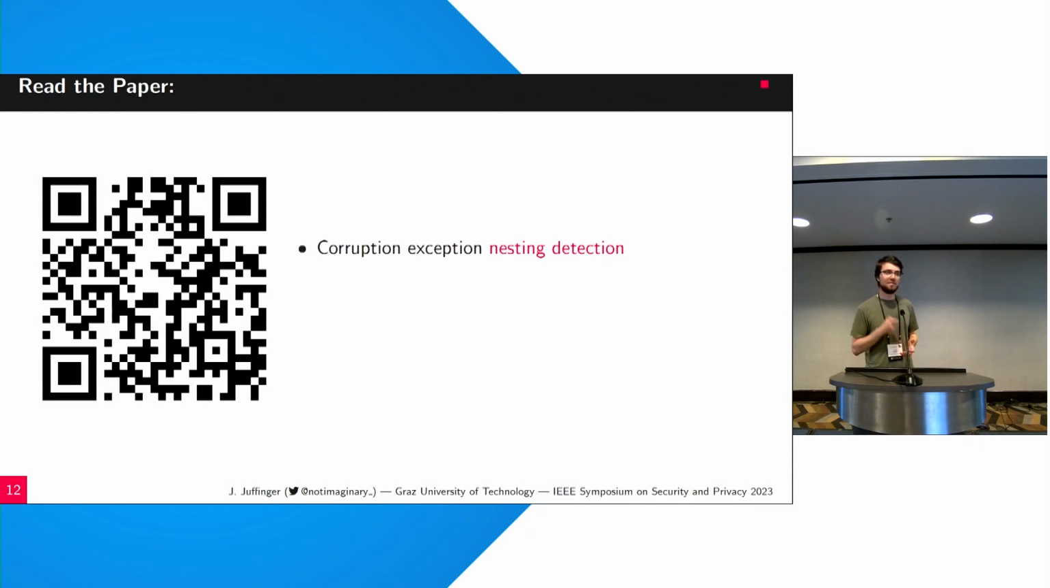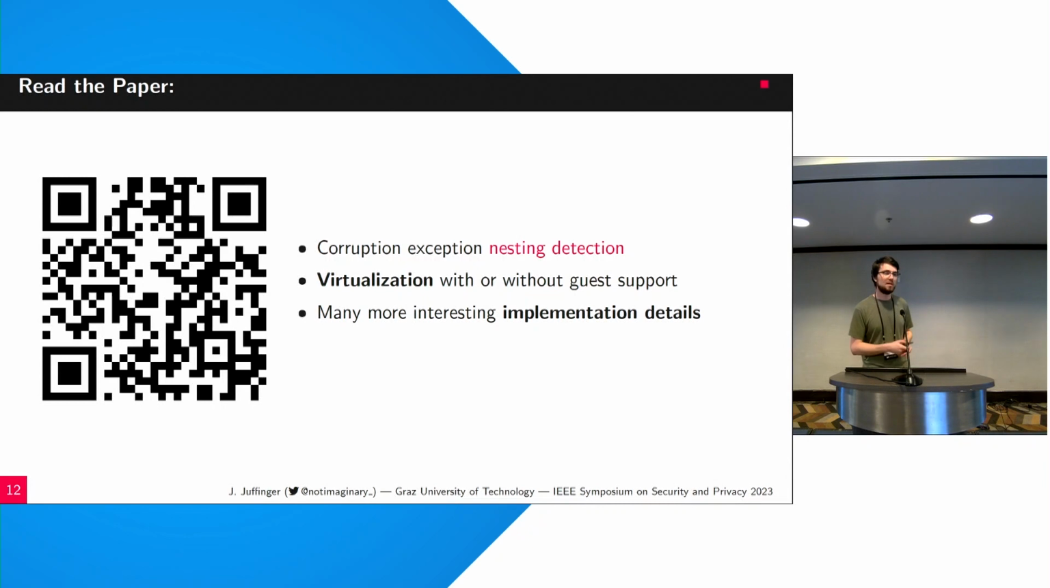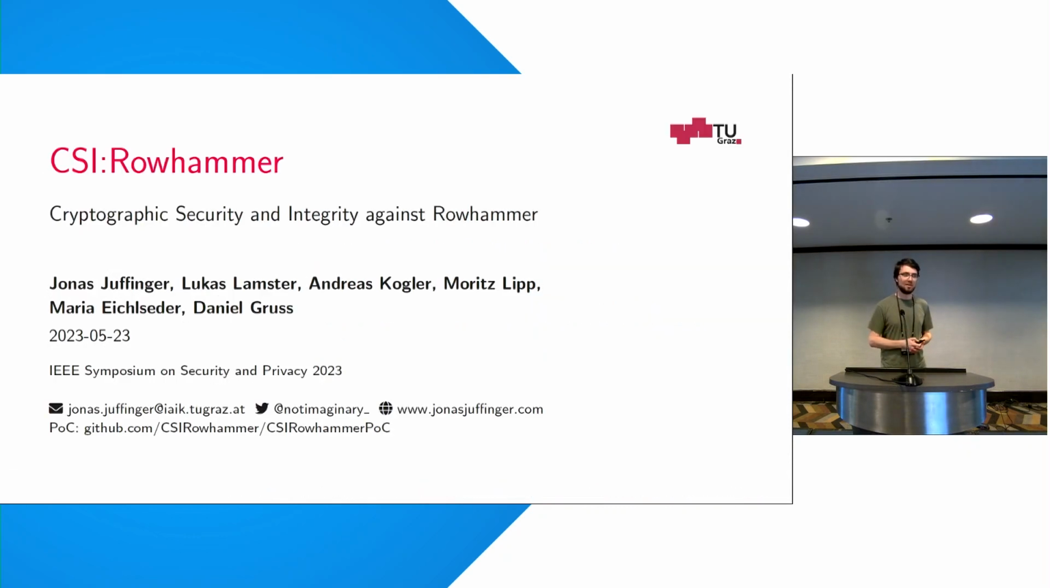That's it for now. If you want more details about, for example, the corruption exception nesting detection that we need, or how CSI Rowhammer can work with virtualization with or without guest support, we have many more interesting implementation details, for example, how to protect the stack of the corruption exception handler, and also a more detailed security evaluation that shows why this works really well. Read the paper. Thank you very much.